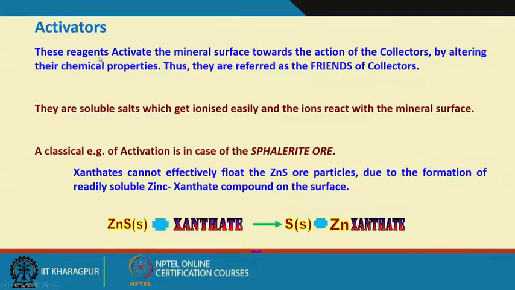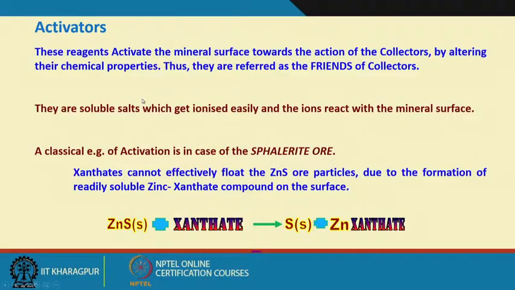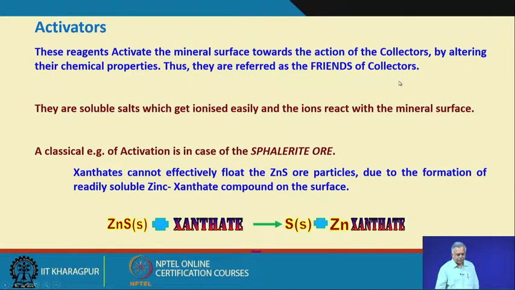Many times the effectiveness of the collectors and the frothers is pH dependent. So, how do I alter my pH? How do I control that pH? For that we use some other chemicals, and one group is called the activators. These reagents activate the mineral surface towards the action of the collectors, that means it prepares the mineral surface so that my collectors get adsorbed onto the surfaces of those particles. How? By altering their surface chemical properties. Thus, they are referred to as friends of collectors.